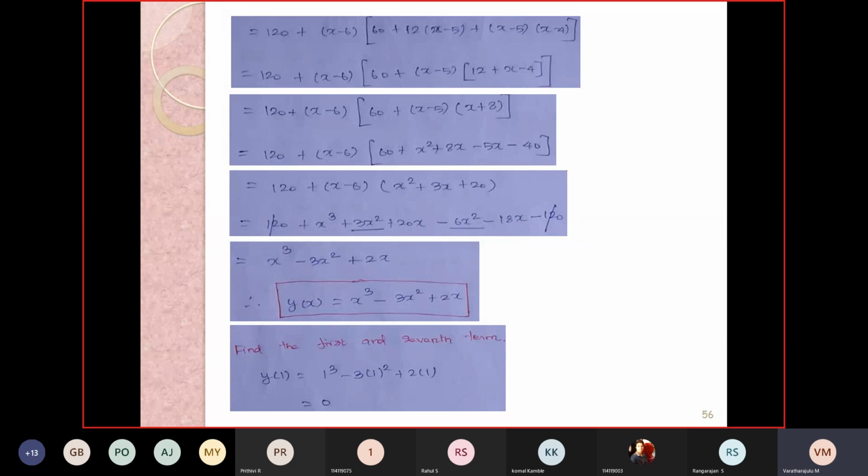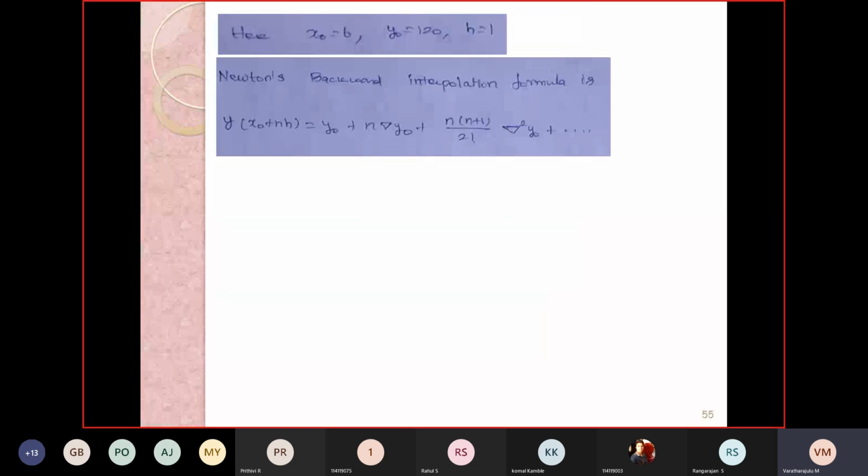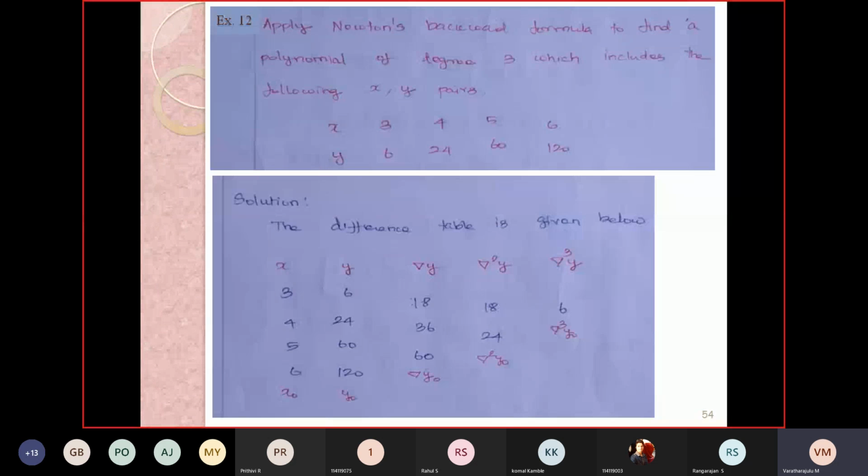We go ahead with the problems. You'll get the answers which were given in the problem in the question itself. And if someone in some other problem inquires about the first and seventh term, here, see the data. The data is given from 3 to 6, and if someone wants to find or predict, to do the extrapolation, here we can do the calculation.